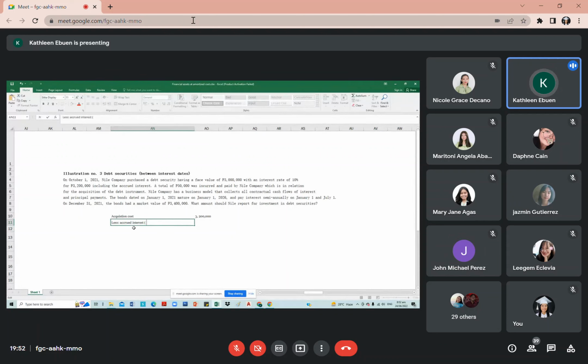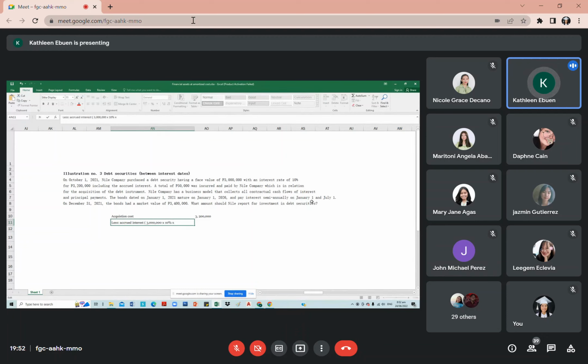So to get the accrued interest, kunin nyo muna yung face amount, which is 3 million. Check nyo kasi kung magkano accrued interest. So 3 million times the 10%. Ilan lang ba yung nag-accrue? So, binili natin ng October 1, 2021, plus, titignan nyo kung merong accrued interest.